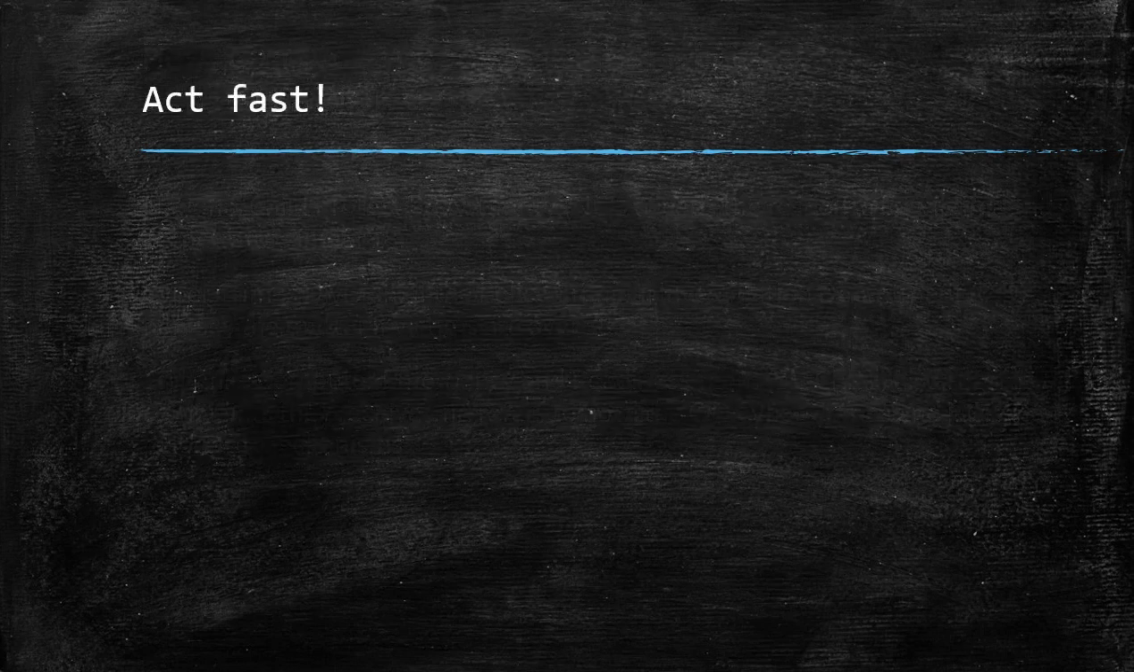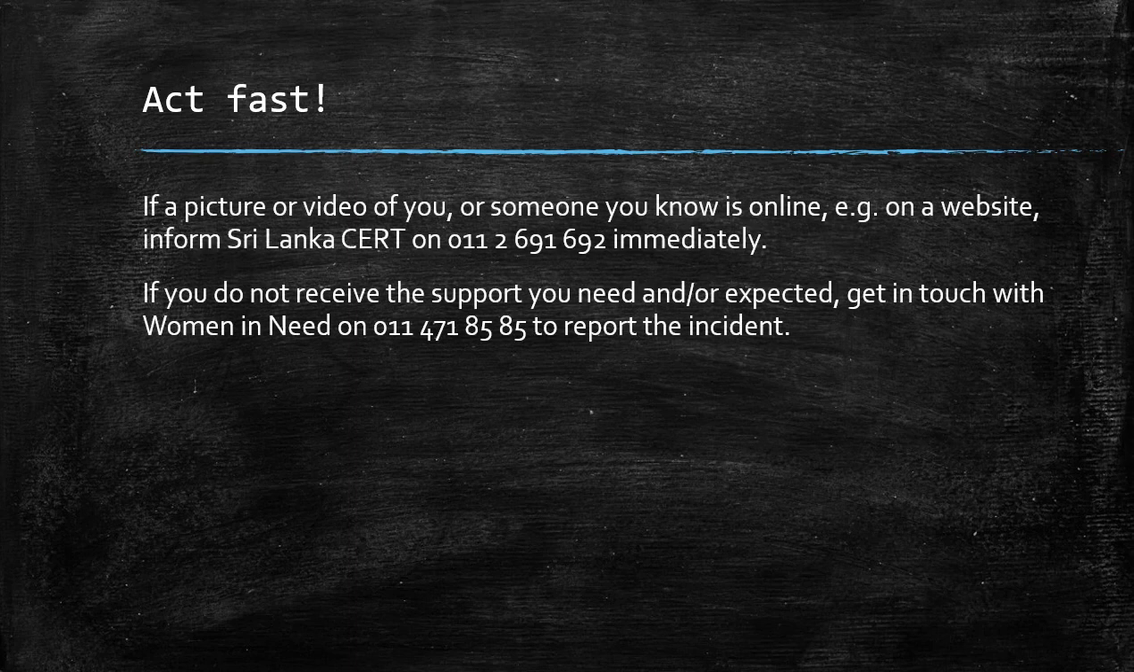So you need to act fast. There's no telling, the longer you wait, the harder it is to convince people, and the more evidence you have, the stronger your case will be. So if a picture or video of you or someone you know is online on a website, you need to inform CERT immediately. This is their hotline number. If you do not receive the support you are looking for from them, get in touch with WIN, Women in Need, on this number here, and report the incident. The sooner you act, the sooner you can get this taken down.